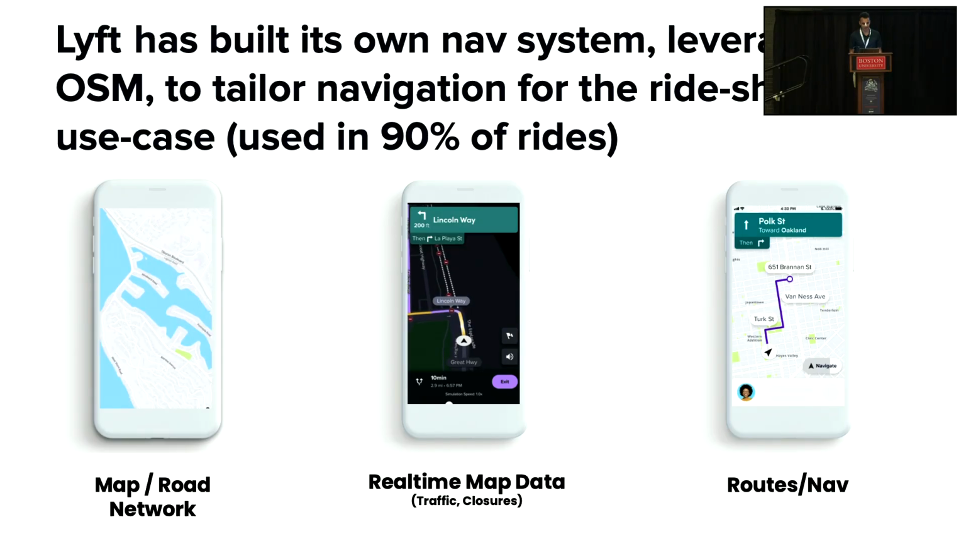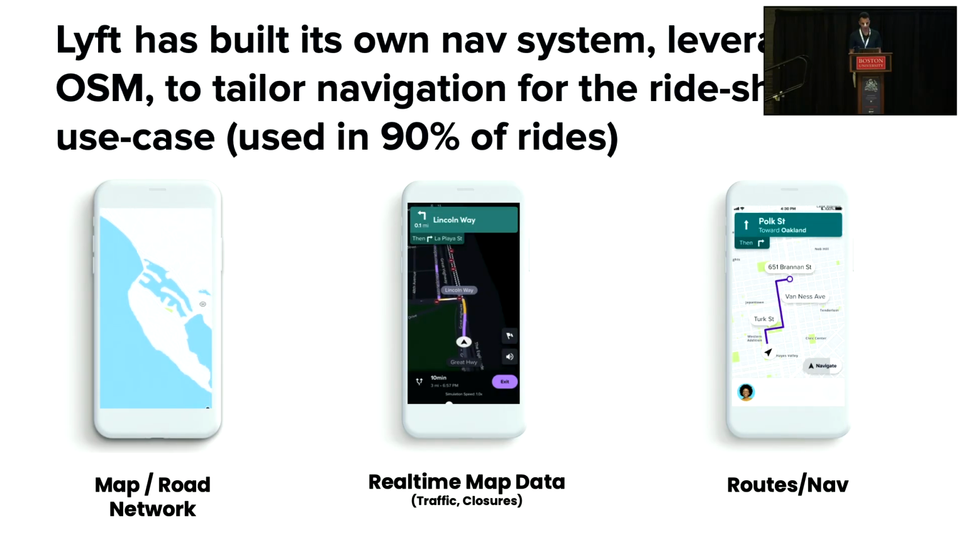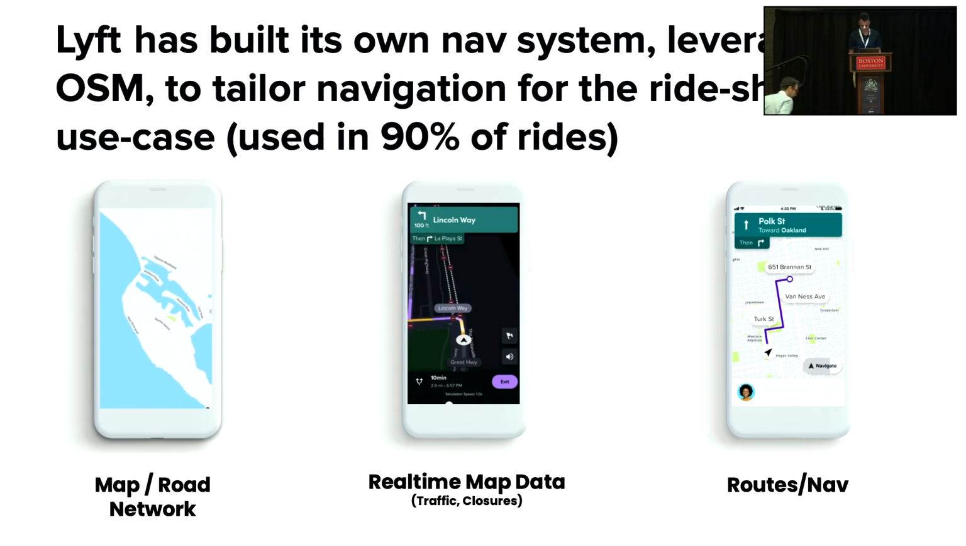A lot of work has gone into this, starting with building a map or a road network on top of OSM, as well as collecting different components or data sources for that map, such as real-time map data and the routes and navigation system, as well as many other components not listed here.